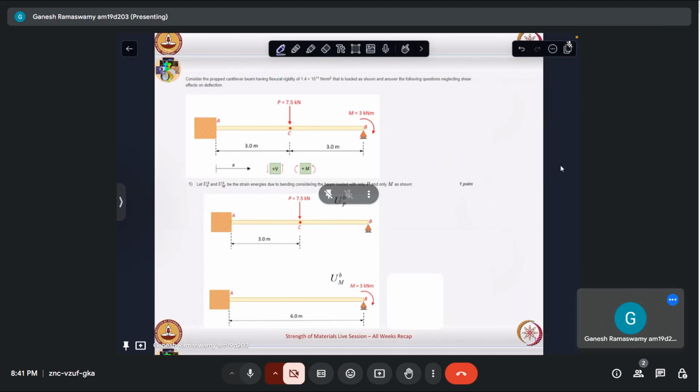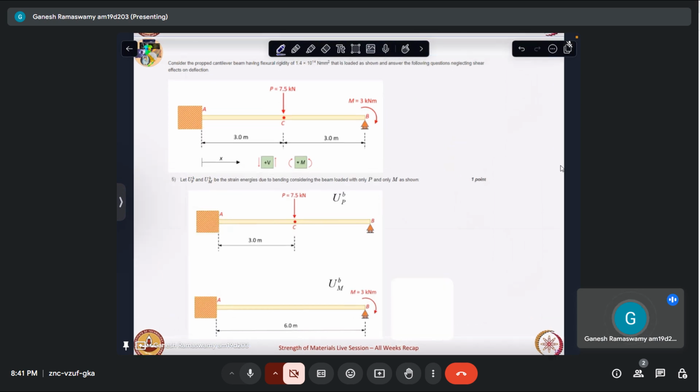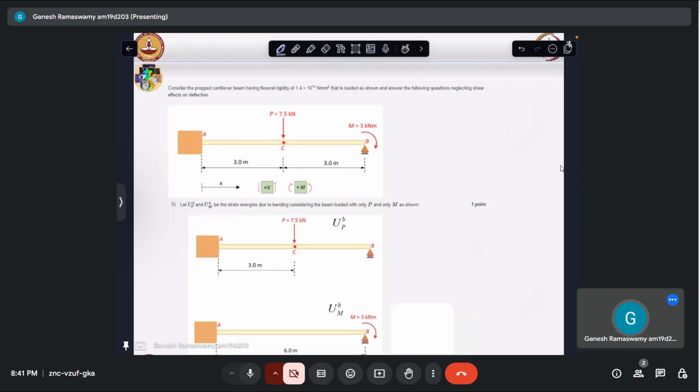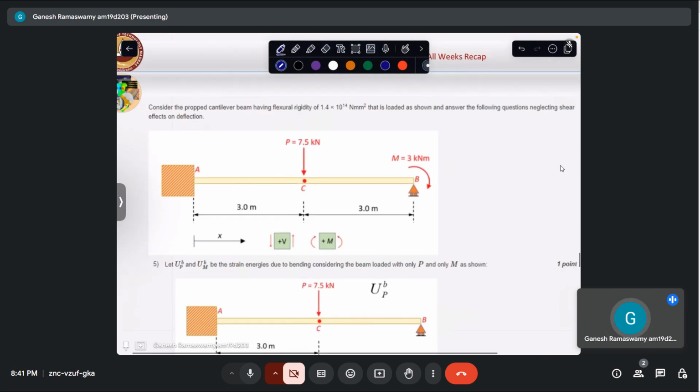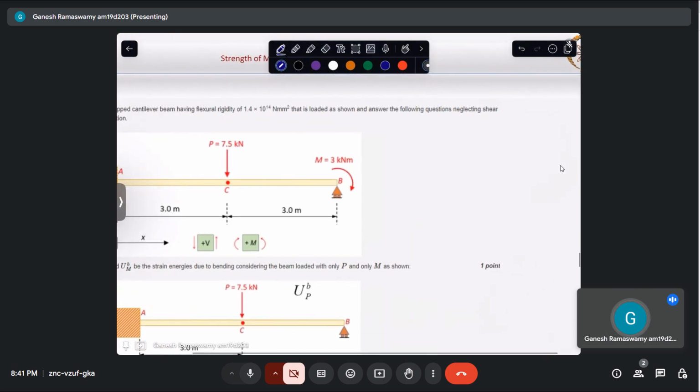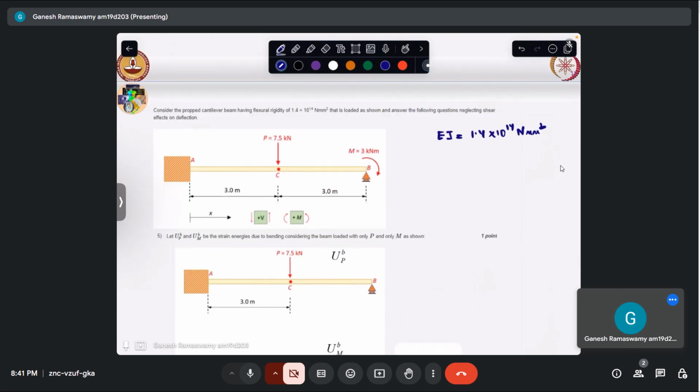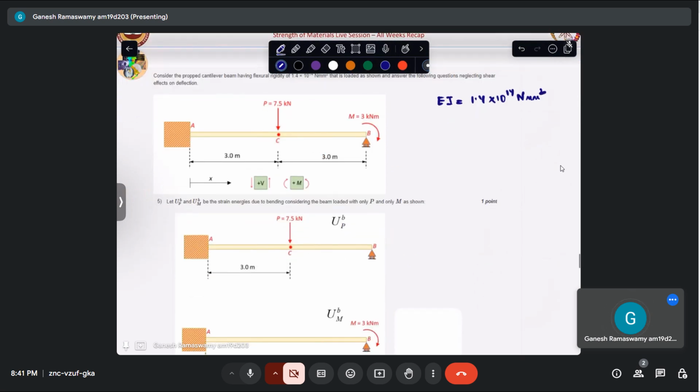Okay, so this was one of the questions that was asked in the assignments, and there was a request in the discussion forum to discuss this question in the live session, so I'm taking this up. Let us look at this question. It says consider a propped cantilever beam having a flexural rigidity of 1.4 into 10 power 14 Newton mm. So EI is basically 1.4 into 10 power 14 Newton mm squared. Fine. That is loaded as shown. Neglecting shear effects, we have to answer the question.